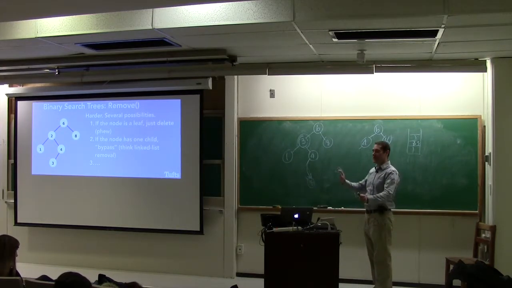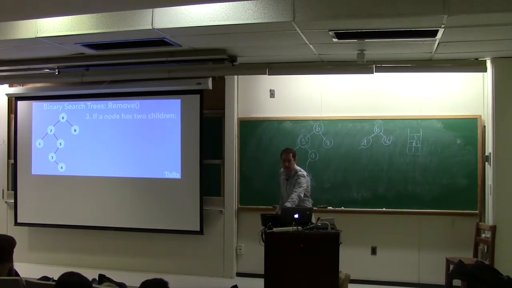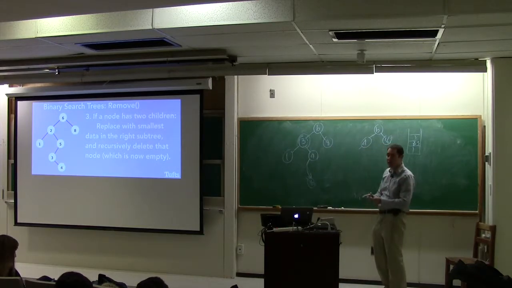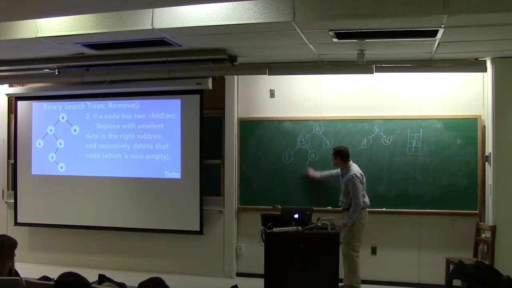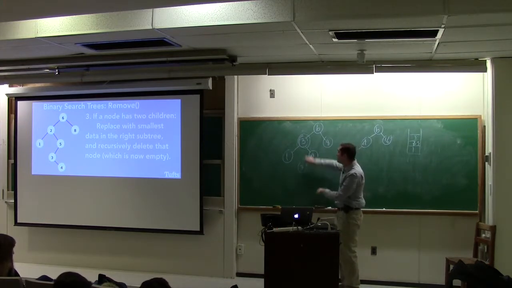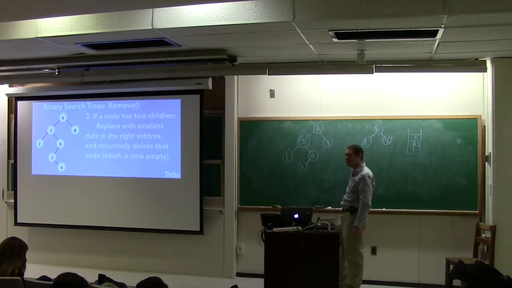So let me reiterate it. Actually, I think it's up here. If a node has 2 children, replace with the smallest data in the right subtree. In other words, find the smallest data, not necessarily the node, just the smallest data in the right subtree. Replace it, and then bypass and then delete this one, which is easy to do because it either has no children or it only has one child.